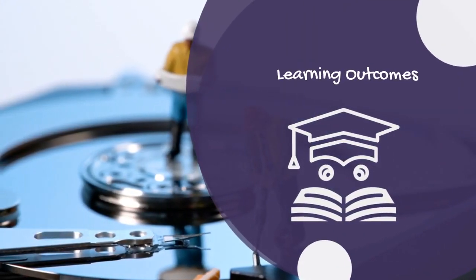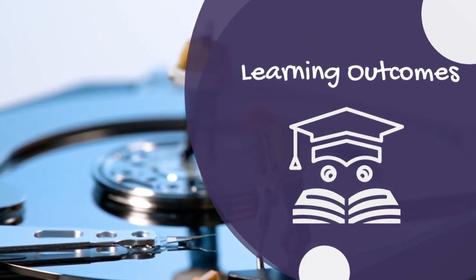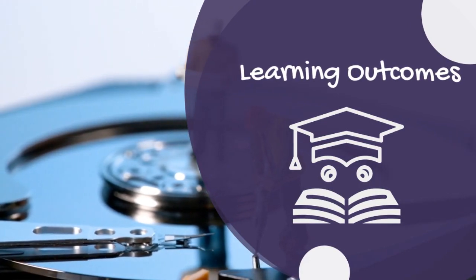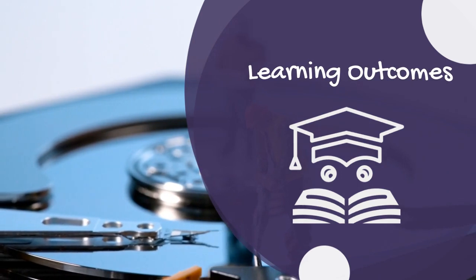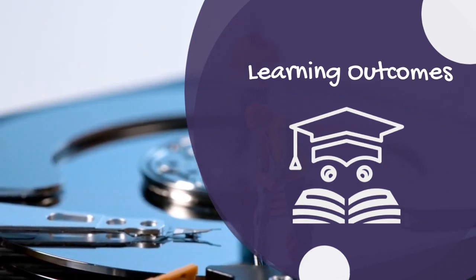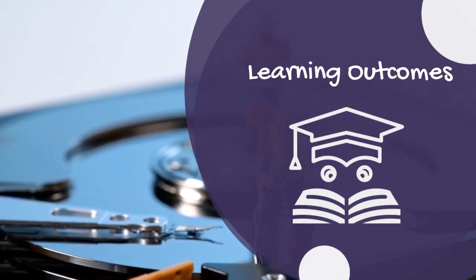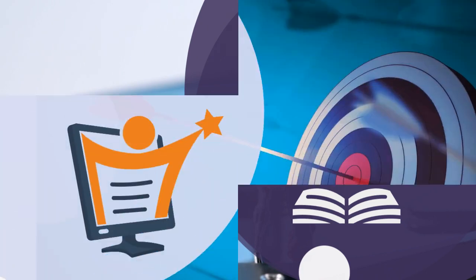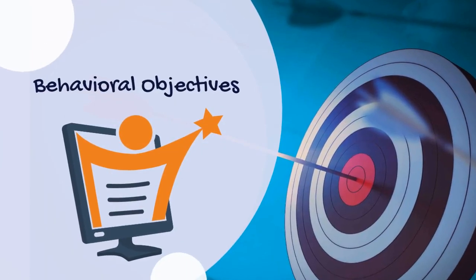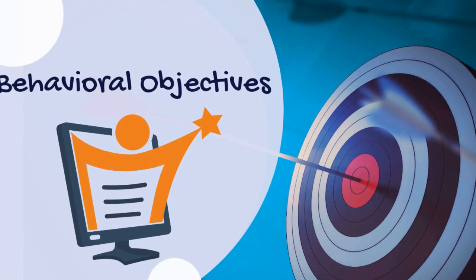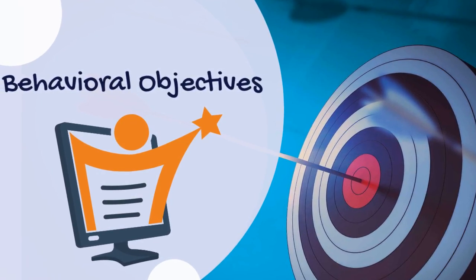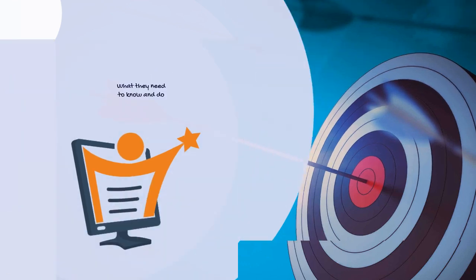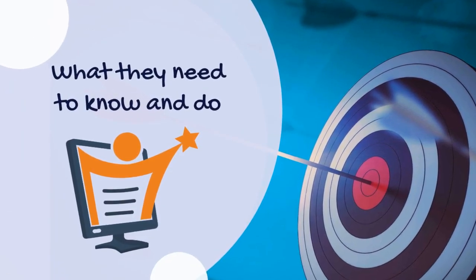We define learning outcomes as broad statements that describe the knowledge and skills that students should possess upon completing a course. Behavioral objectives, also called instructional objectives, are statements that describe in detail what students are expected to know and be able to do.